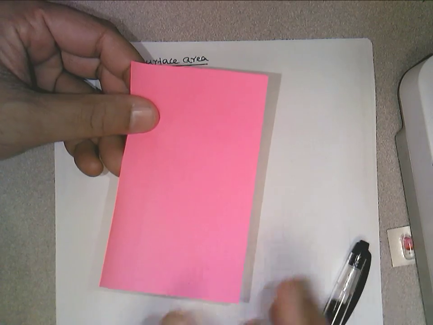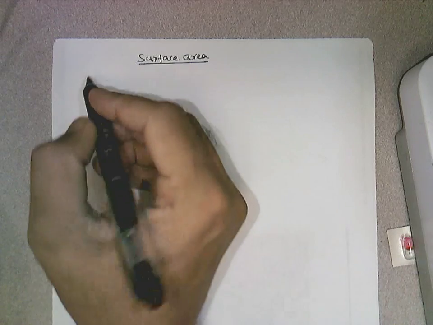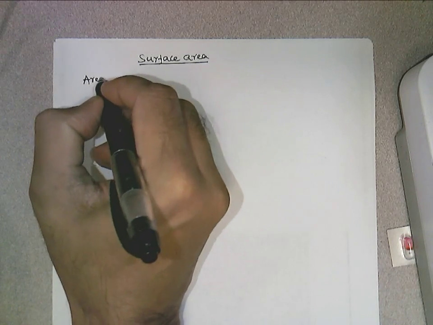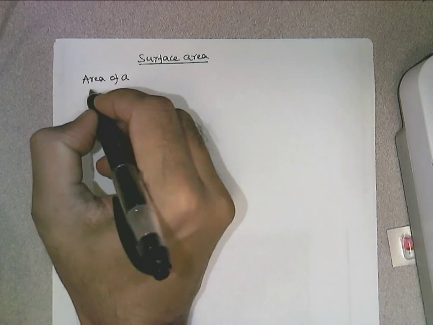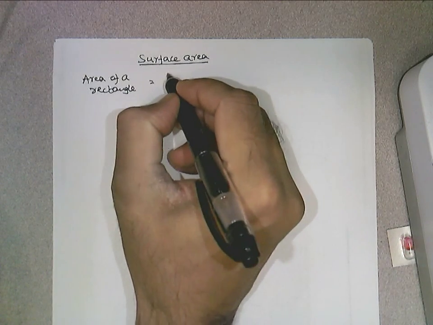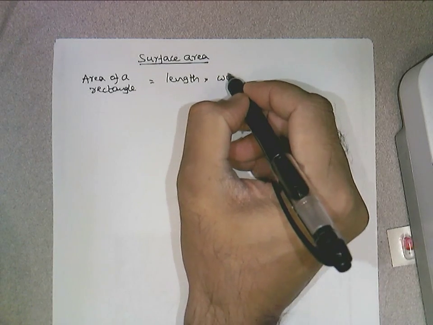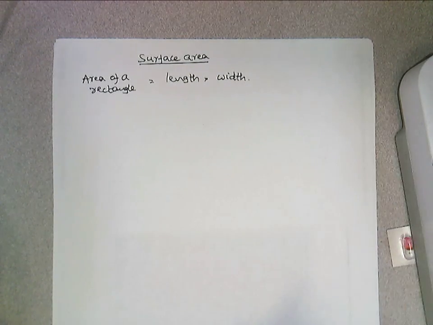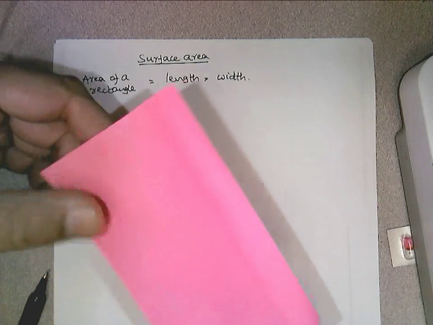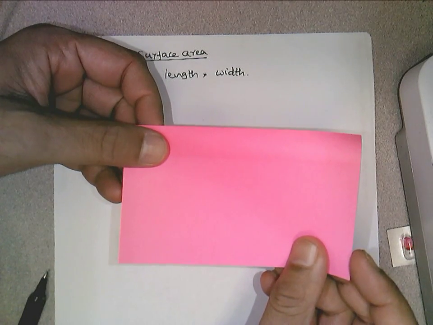If I ask you to find the area of this one, immediately you'll say that area of a rectangle is the product of a length and its width, that is length times width. Now if I'm taking this rectangle, you know how to find the area of this one.